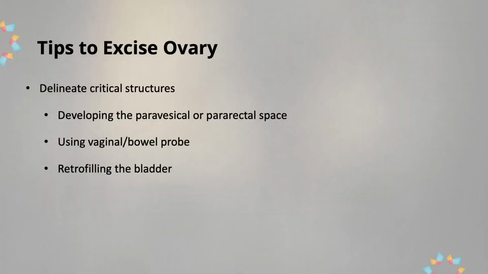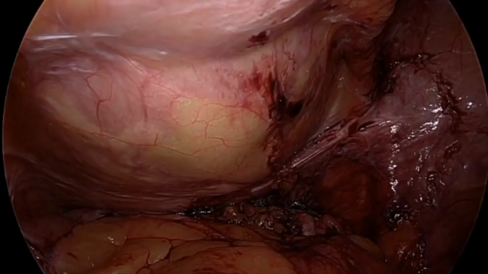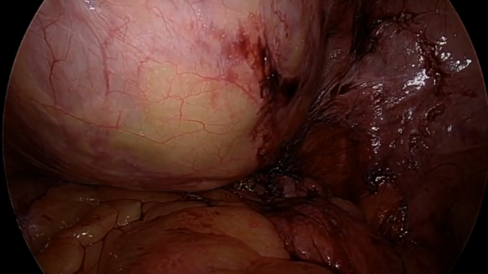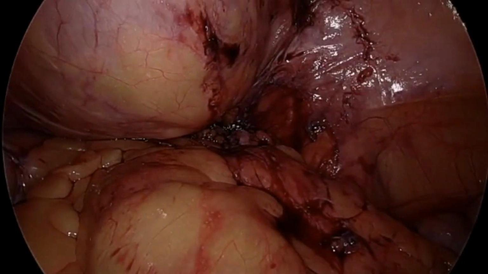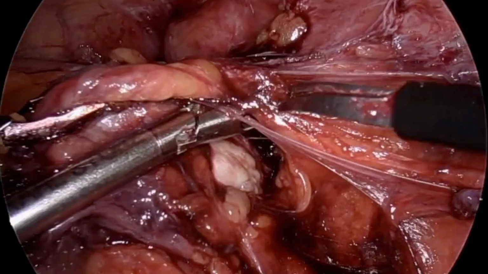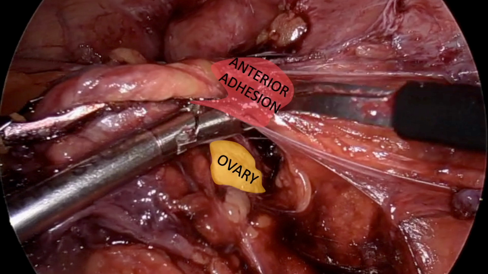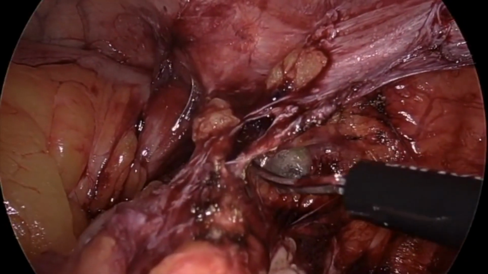In cases such as this, certain techniques can be used to delineate critical structures. Techniques include developing the paravesical or pararectal space, using a vaginal or bowel probe, or retrofilling the bladder. Here we demonstrate cystosufflation to ensure that the bladder is far away from the ovary's anterior attachments. Knowing that the bladder was far from the surgical field, we then began to release the anterior adhesions and the ovary's medial and caudal attachments.